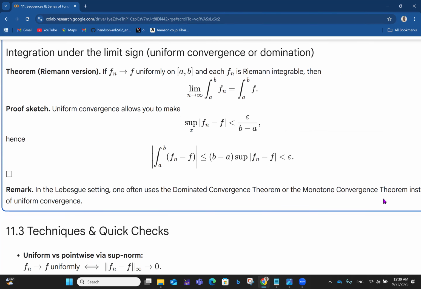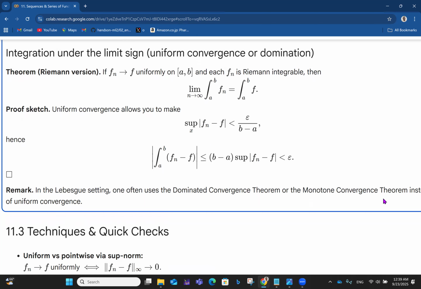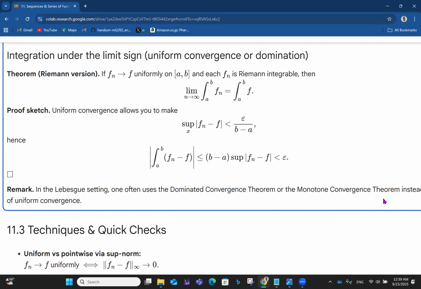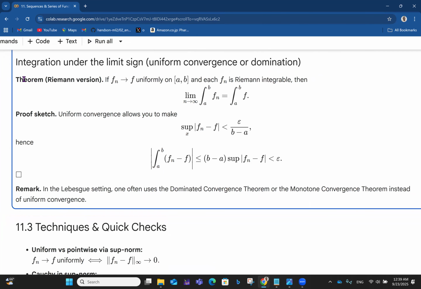And then we go for integration under the limit, talking about uniform convergence or domination. Okay, so first of all, we have the theorem, the Riemann version. If Fn converges to F uniformly on the closed interval a, b, and each Fn is Riemann integrable, then we can say that the limit as n approaches infinity of the integral from a to b of Fn is simply the same thing as the integral from a to b of f. So that establishes that idea of convergence.